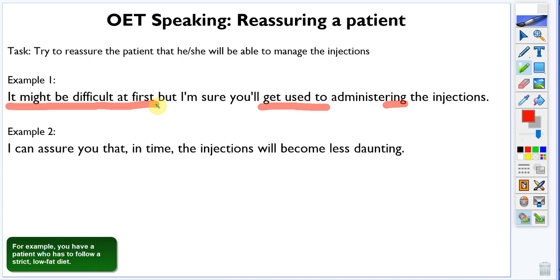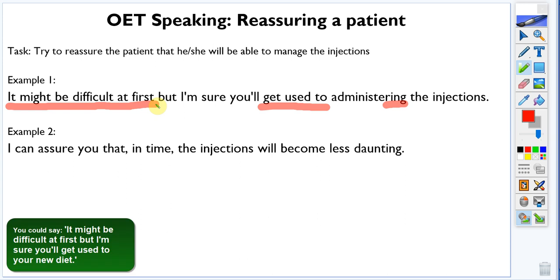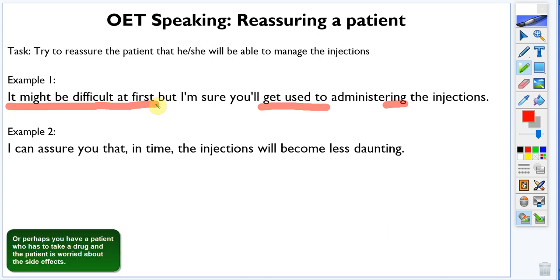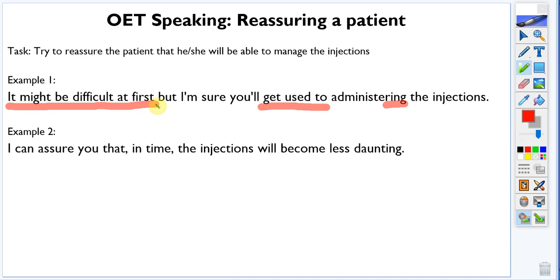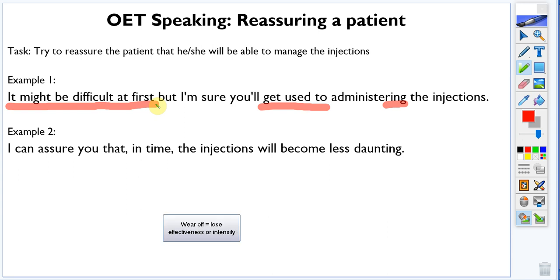For example, you have a patient who has to follow a strict low-fat diet. You could say, "It might be difficult at first, but I'm sure you'll get used to your new diet." Or perhaps you have a patient who has to take a drug and the patient is worried about the side effects. In this case, you could say, "Taking this medication might be difficult at first, but I'm sure the side effects will wear off."